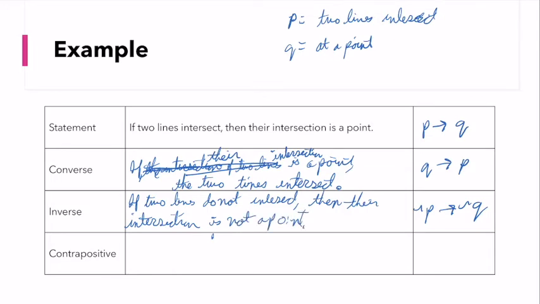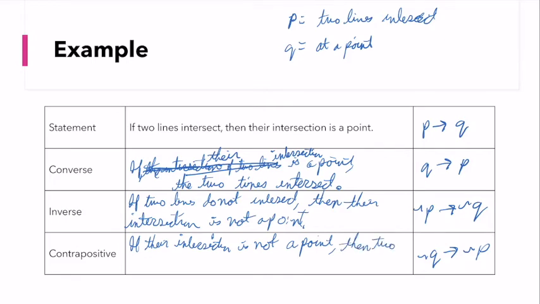Lastly, we have the contrapositive, which would be not Q implies not P. So that's if their intersection is not a point, then two lines do not intersect.